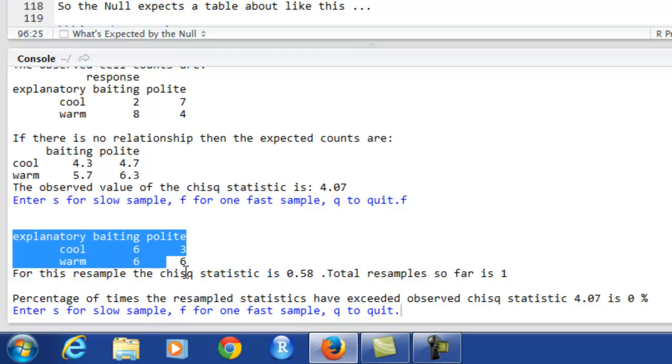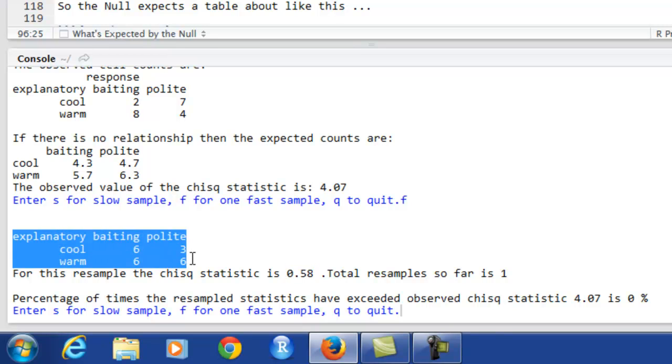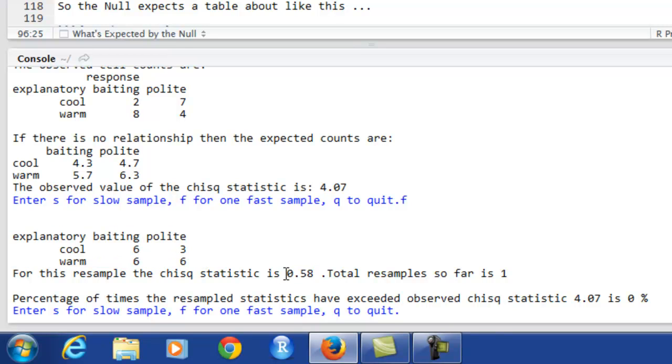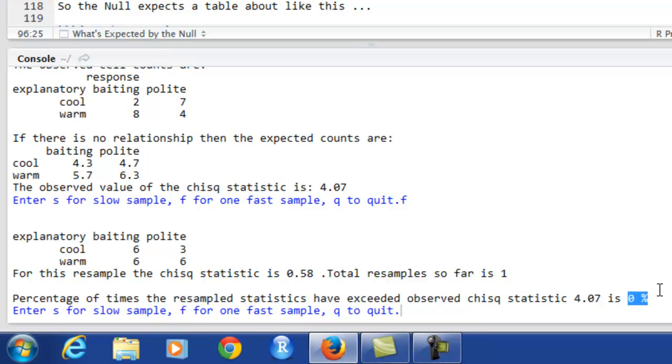And it gets this table. It then computes the chi-square statistic for this table, the difference between what a null hypothesis believer would expect and what this table actually came out to be. And the chi-square statistic turned out to be 0.58, considerably smaller than the 4.07 that we got. We're informed that the total number of resamples so far is 1. That's true. We've only repeated the study once. So the percentage of times that the resampled statistics have exceeded the observed chi-square statistic of 4.07 is 0%.